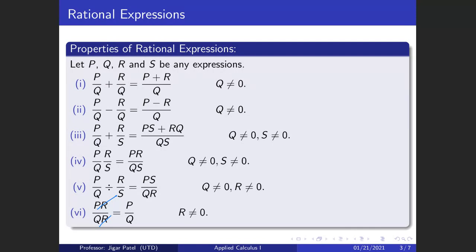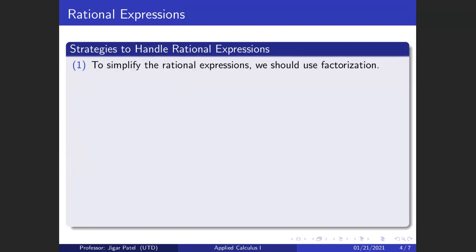All right. Okay, so keeping this in mind, let me give you the general strategy to add, subtract, multiply, and divide rational expressions, or to simplify a rational expression. Again, this is just a general framework. Once it is done, I am going to show you a series of examples to support it, right? To simplify a rational expression, we should use factorization. Remember, factorization is a key part here, okay?